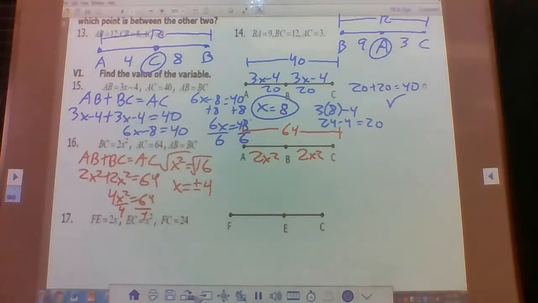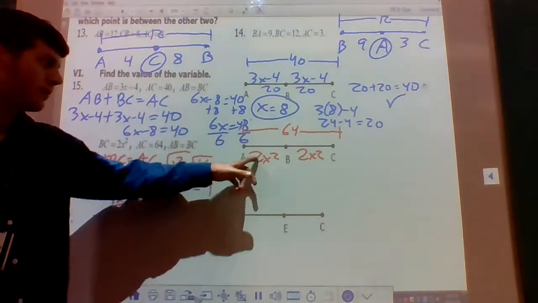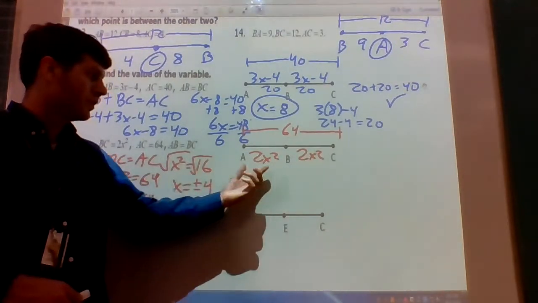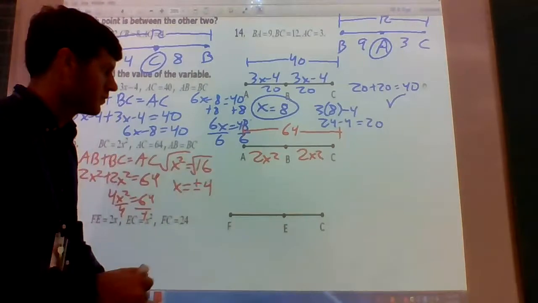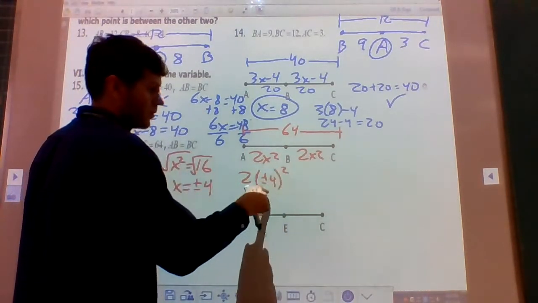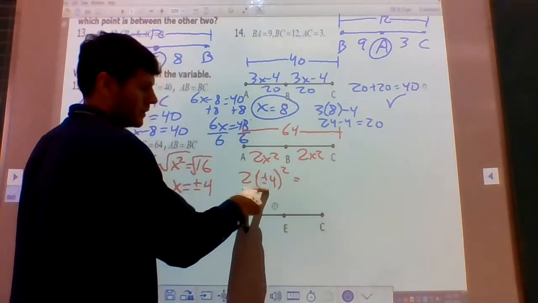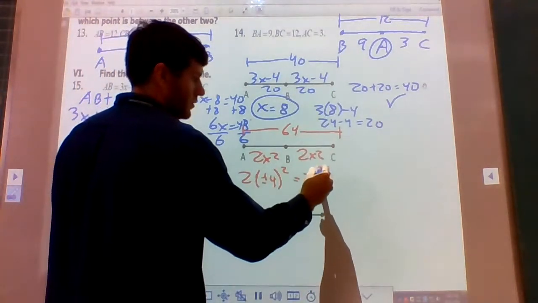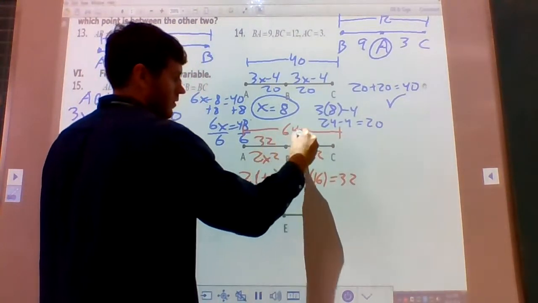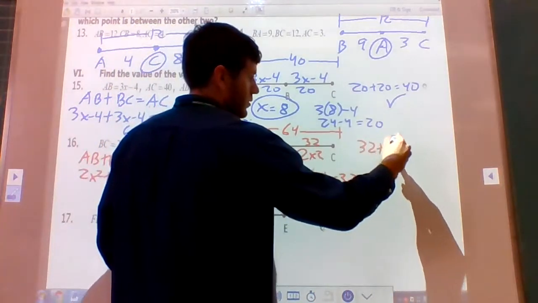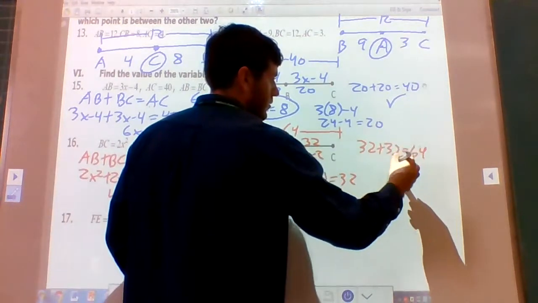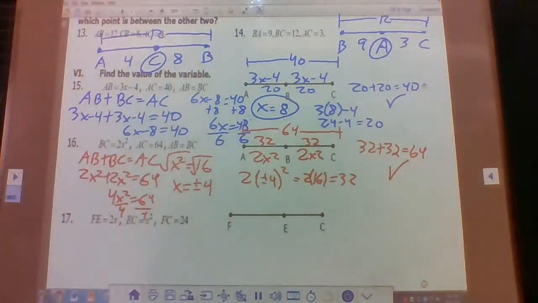Again, you can have a negative x, but not a negative distance. But if we substitute in negative 4, negative 4 times negative 4, so again, plus or minus 4, either way that's going to give you 16. So 2 times 16 is 32. So 32 and 32. So 32 plus 32 is 64. So bam, we know we did it right again.